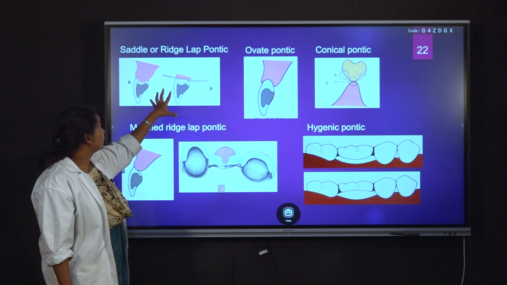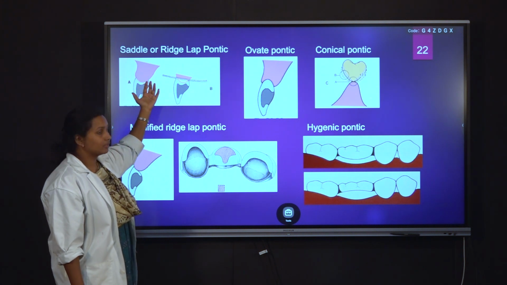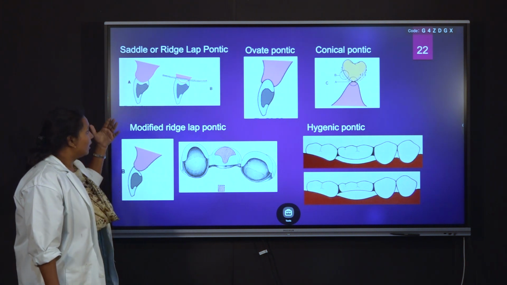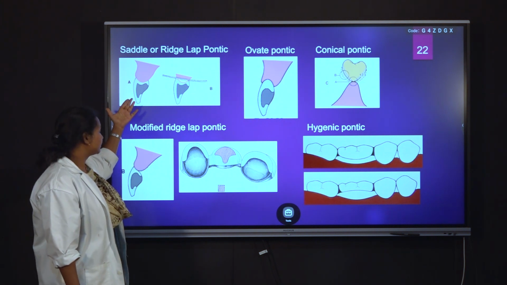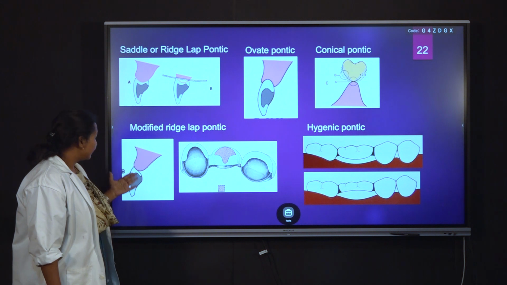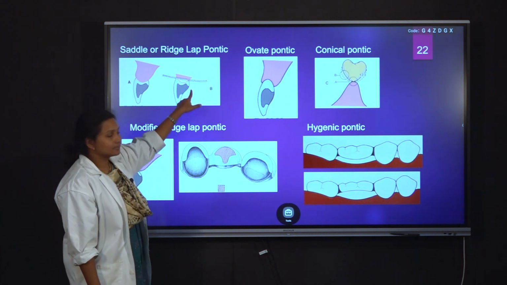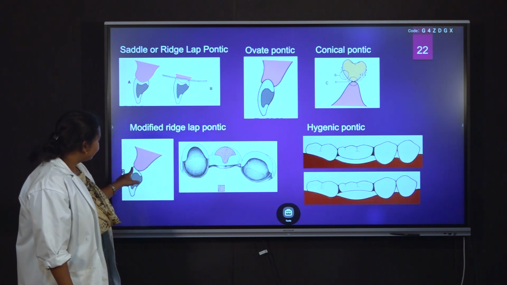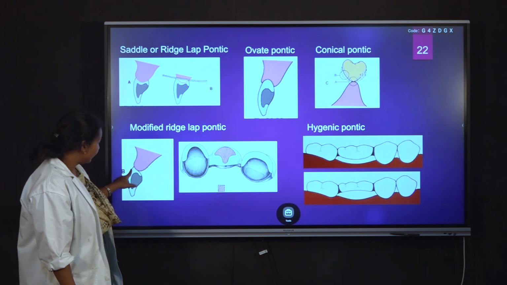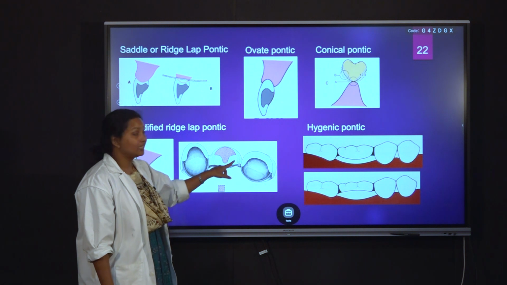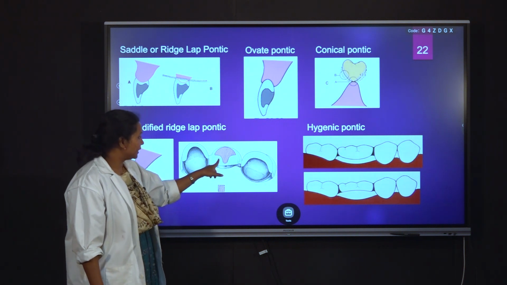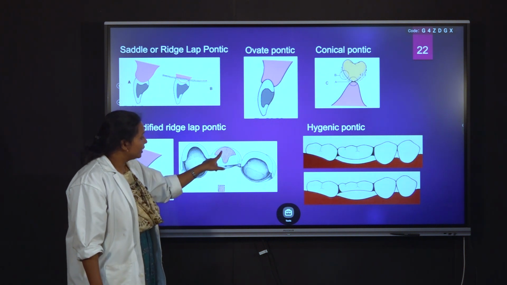So they thought of changing the design of the Pontic from saddle Pontic to modified ridge lap Pontic. This is saddle or ridge lap Pontic. In modified ridge lap Pontic, what they have done is they have removed this lingual part, and they have created contact only on the buccal surface. This contact is called T-shaped contact. As you can see here, it is a T-shaped contact.